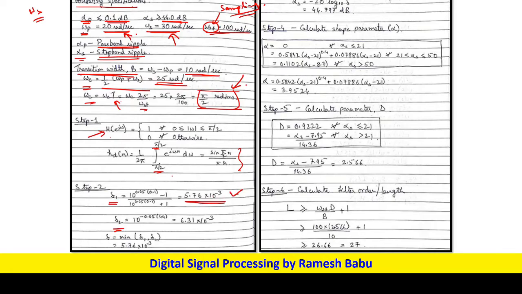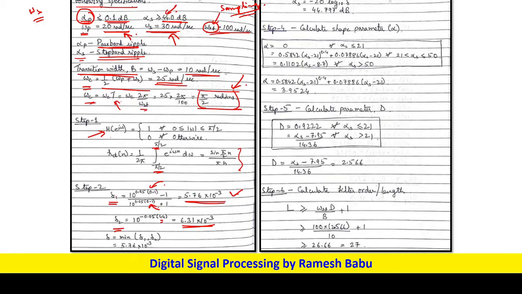From where did the 0.1 come? The 0.1 is your alpha p. In this equation, 0.1 is your alpha p, which comes from your passband ripple factor. Then delta 2 is equal to 10 to the power minus 0.05 multiplied by 44. What is the 44? This is the alpha s value. So we get 6.31 into 10 to the power minus 3.